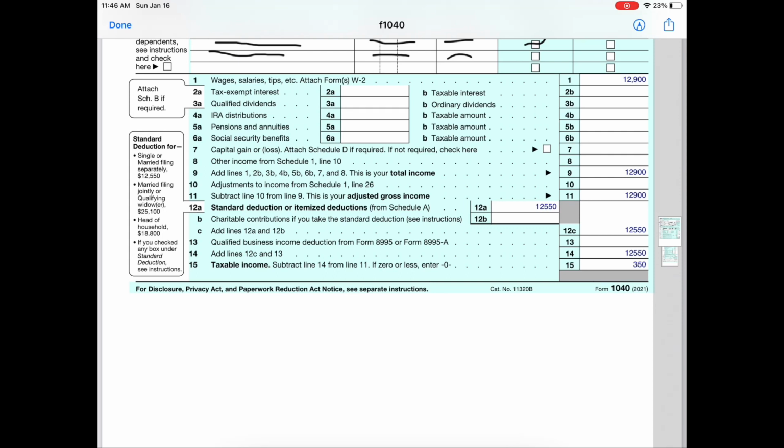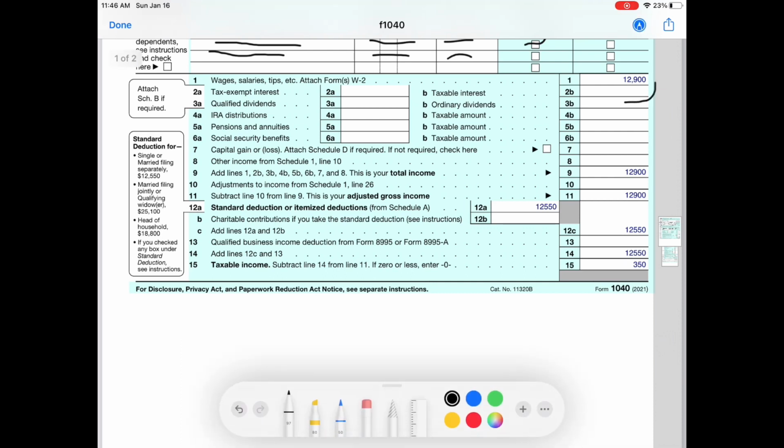Pretty much started off the year. We made $12,900. We pretty much drug all of that information down since we didn't invest. We don't have pensions, annuities, Social Security benefits, and things of that nature. So you bring down that $12,900. Of course, when you do the math again, you would bring that back down again. There's nothing being done there.